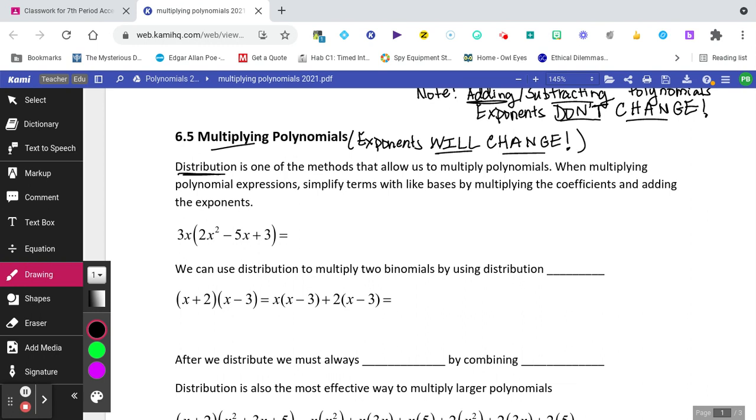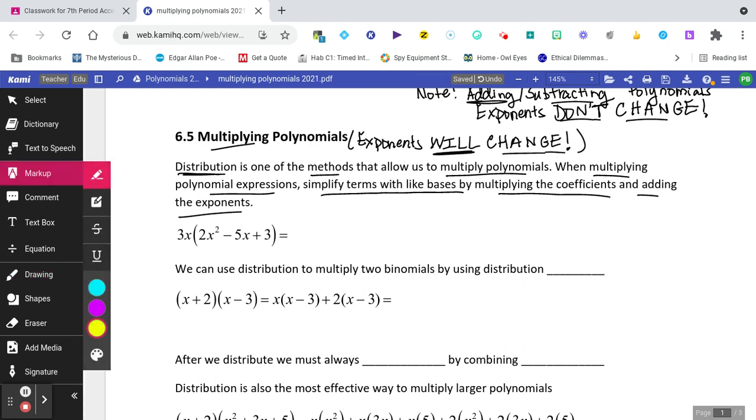Also, you'll see the FOIL method: first, outer, inner, last, FOIL. You'll see that today as a way of multiplying polynomials instead of using double distribution. But let's go ahead and get into it. It says distribution is one of the methods that allows us to multiply polynomials. When multiplying polynomial expressions, simplify the terms with like bases by multiplying the coefficients and adding the exponents. So when I tell you the exponents are going to change today, it's because when you multiply them, you're going to add your exponents, okay?